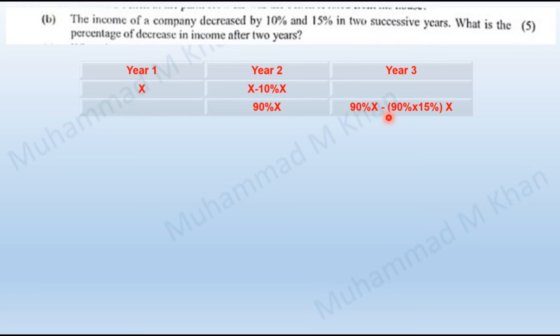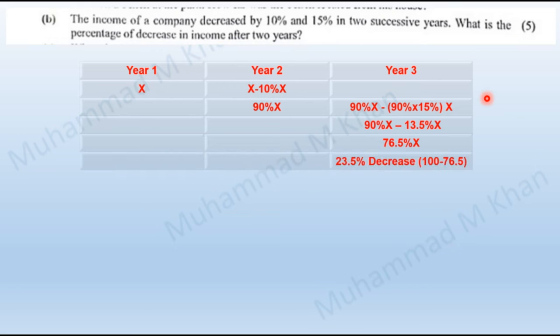So deducting 15% from 90% of X will give us the resultant income of year 3. Solving for X, we get 76.5% of X. Now 76.5 is 23.5% less than 100. So the percentage decrease after 2 years will be 23.5% in the income of the company.